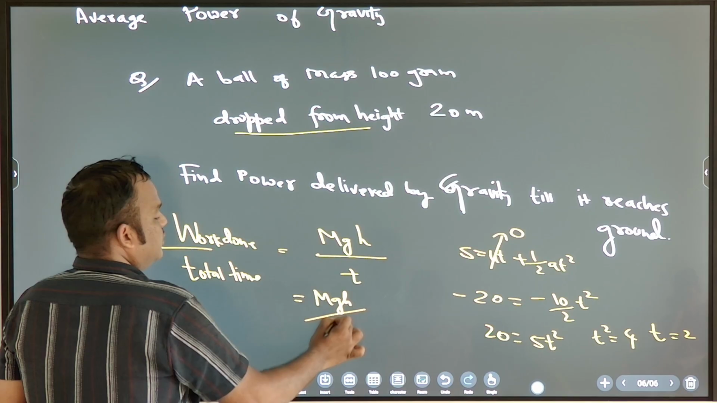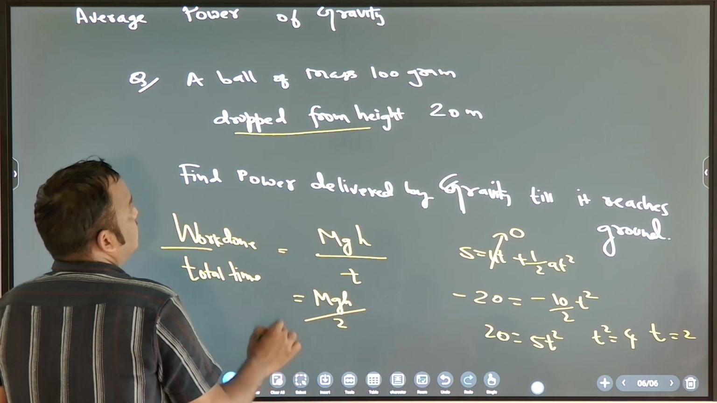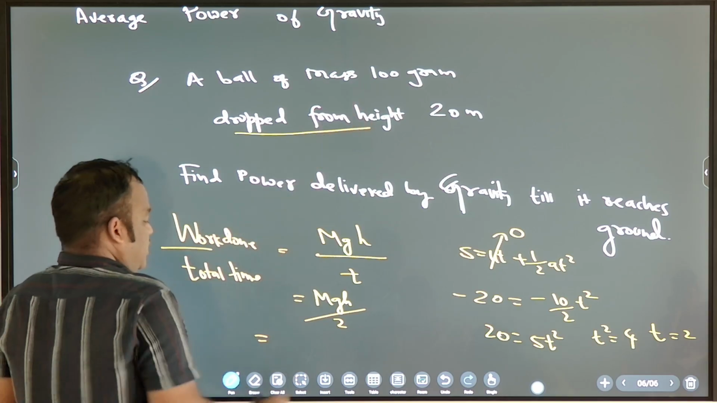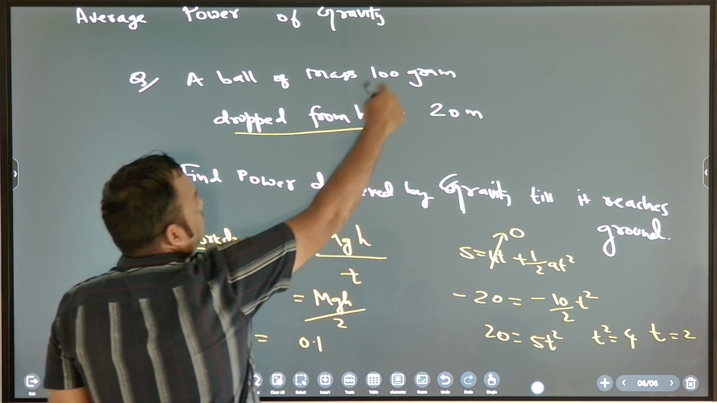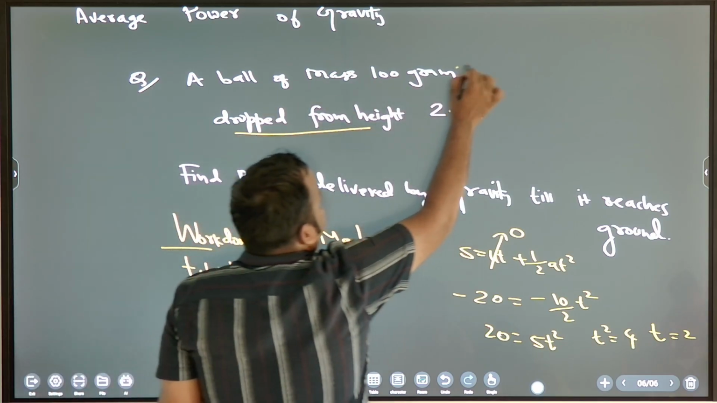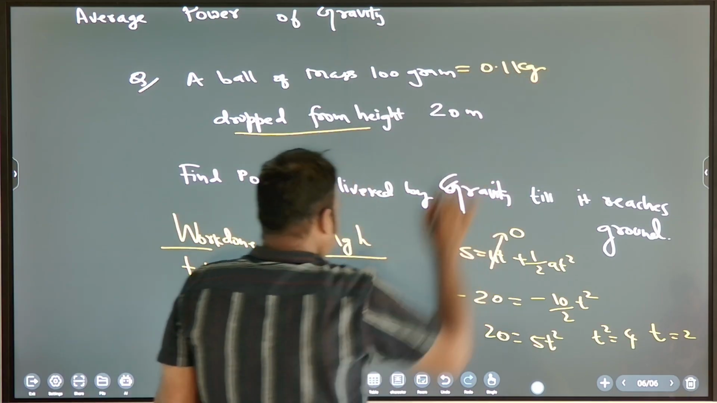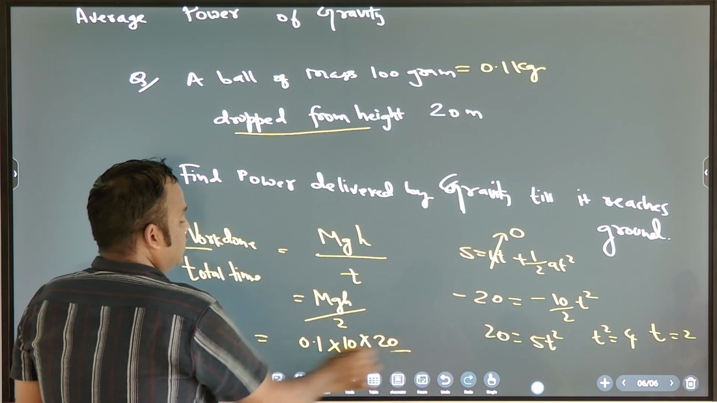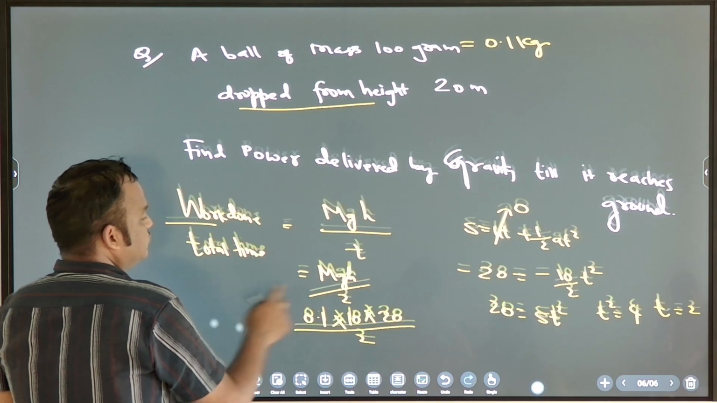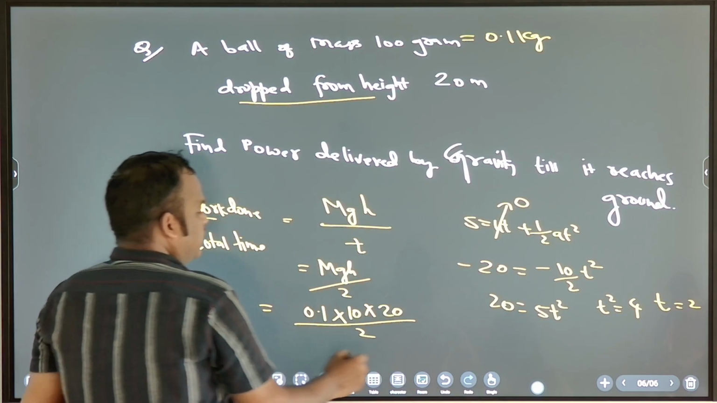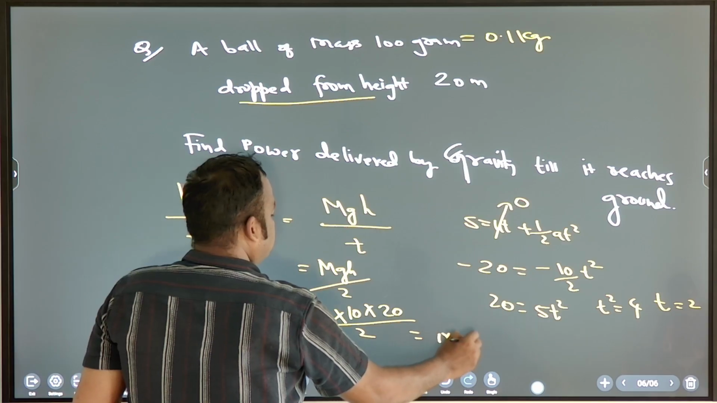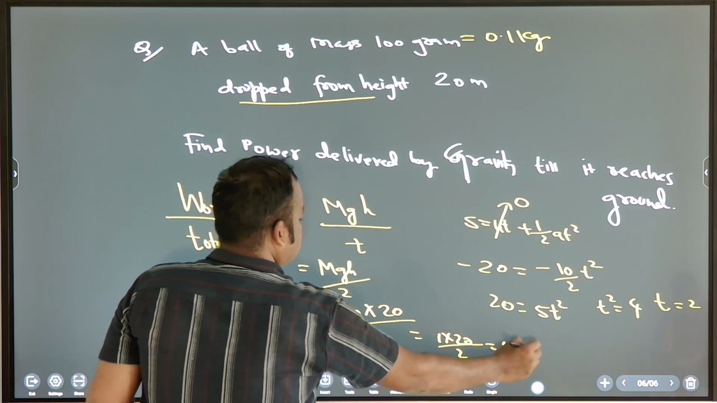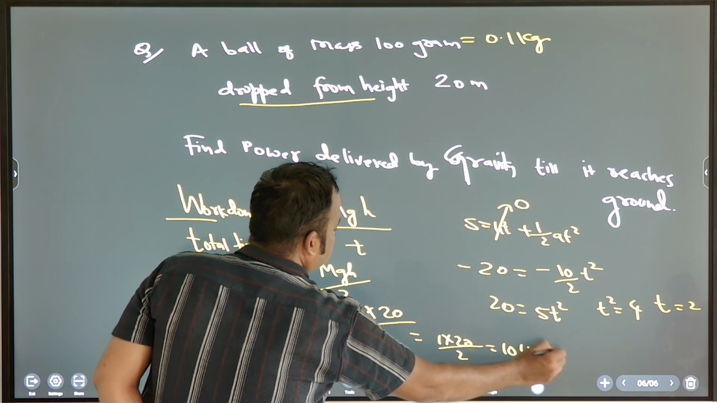So put it here: mgh by 2. Mass you can put as 0.1 kg, since 100 gram is also 0.1 kg. So 0.1 into g value 10 and h value 20, divided by 2, the time taken. So this is 1 into 20 by 2. So what is your answer? 10 watt.